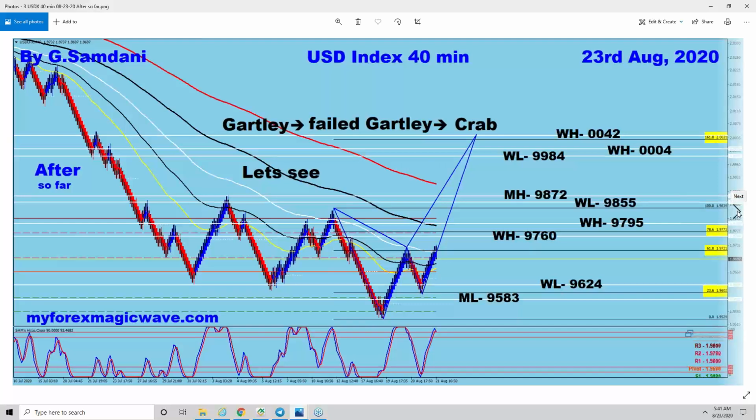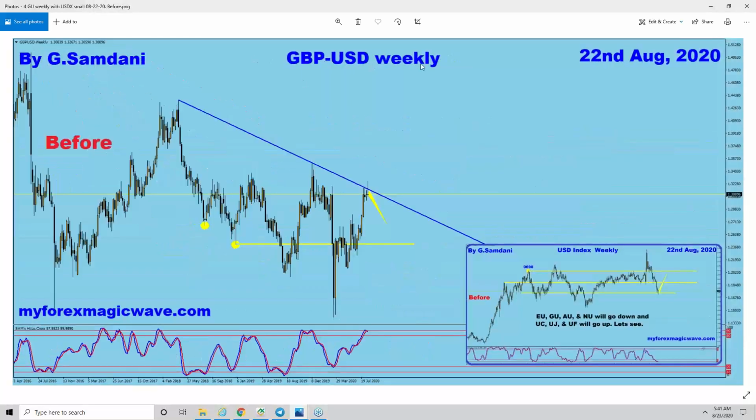Now, based on that, if it continues to go to the upside, what will happen? First chart, Pound USD weekly chart. This is what I made yesterday, based on the same USD weekly chart, that it's probably going to bounce from here, and these are the things that will happen. And one of them is Pound USD going down.